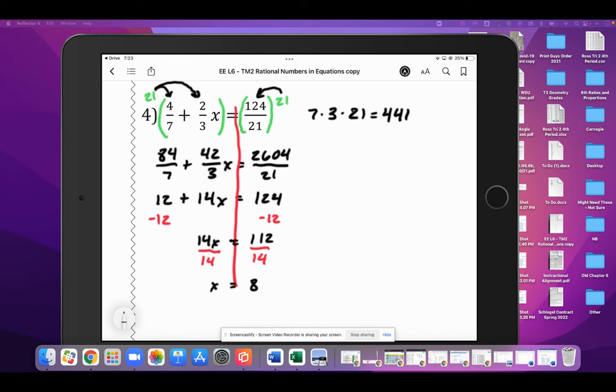Okay, and I can tell you again, had I chosen to multiply by 441 instead of 21, I would have got way bigger numerators, but I still would have ended up with the same exact answer in the end. I still would have gotten 8.